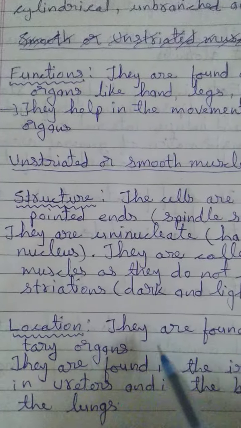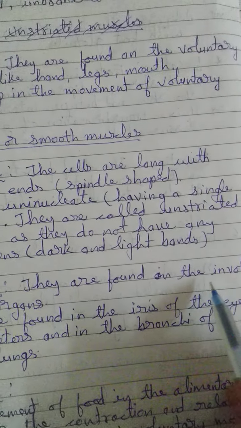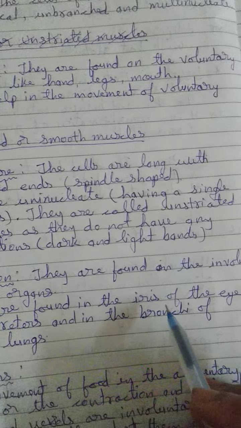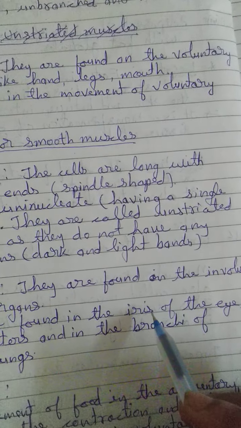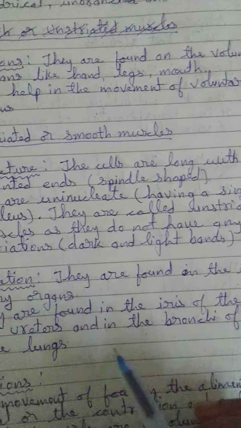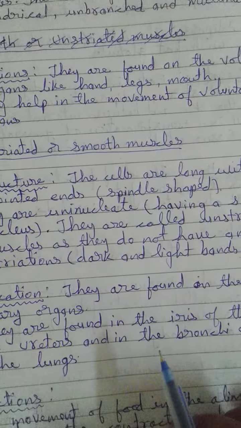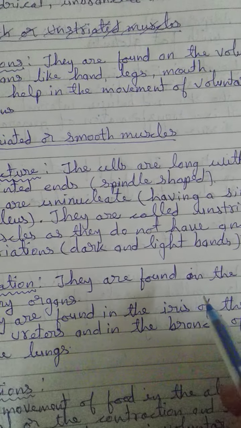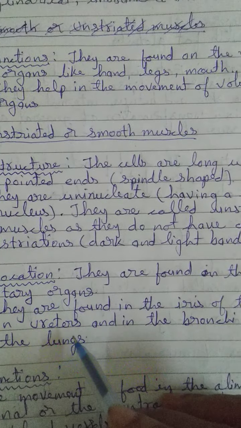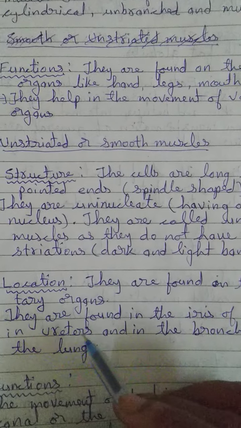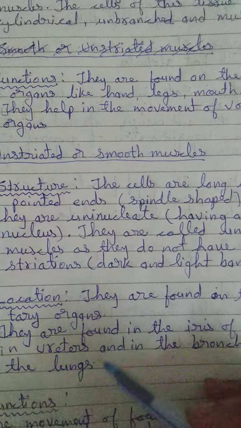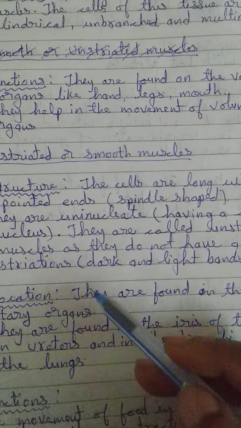Location where it is found: it is found always in involuntary internal organs of the body, like the iris of the eye. The iris is a muscle which controls the opening and closing of the pupil of our eye through which the light enters. It is an involuntary organ. We do not have any control over the opening and closing of the iris. Then the ureter carries the urine, so regular contraction and expansion of the ureter tube allows the urine to pass, and there also we do not have control. It is an involuntary organ. This muscle is present there.